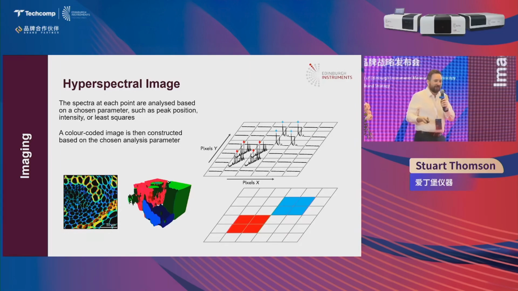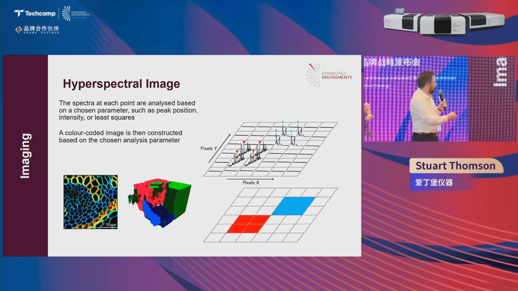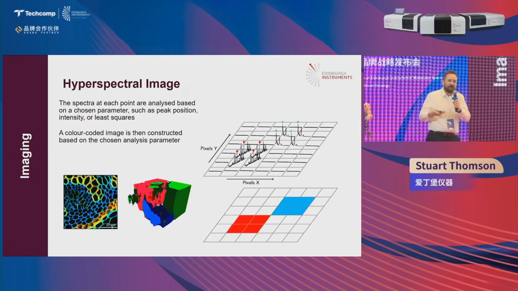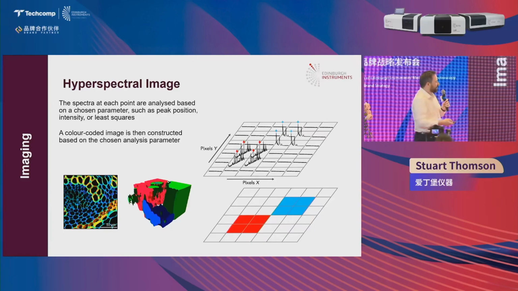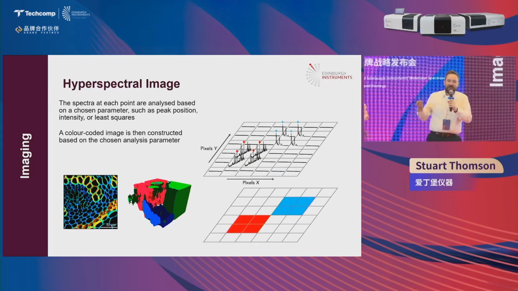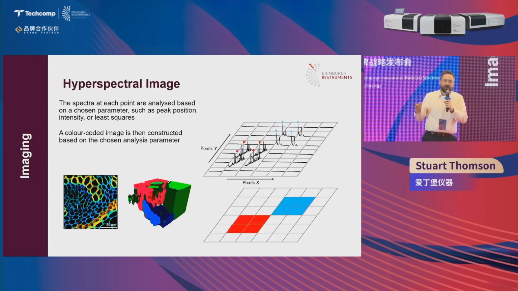So some examples of hyperspectral images are shown here on the left. The first one is a 2D image of a plant cell, but we can also do hyperspectral imaging in 3D, so we can measure in the Z dimension as well. And the key thing here is in hyperspectral imaging, every point in these images has a data set behind it. It has a spectrum associated with it.